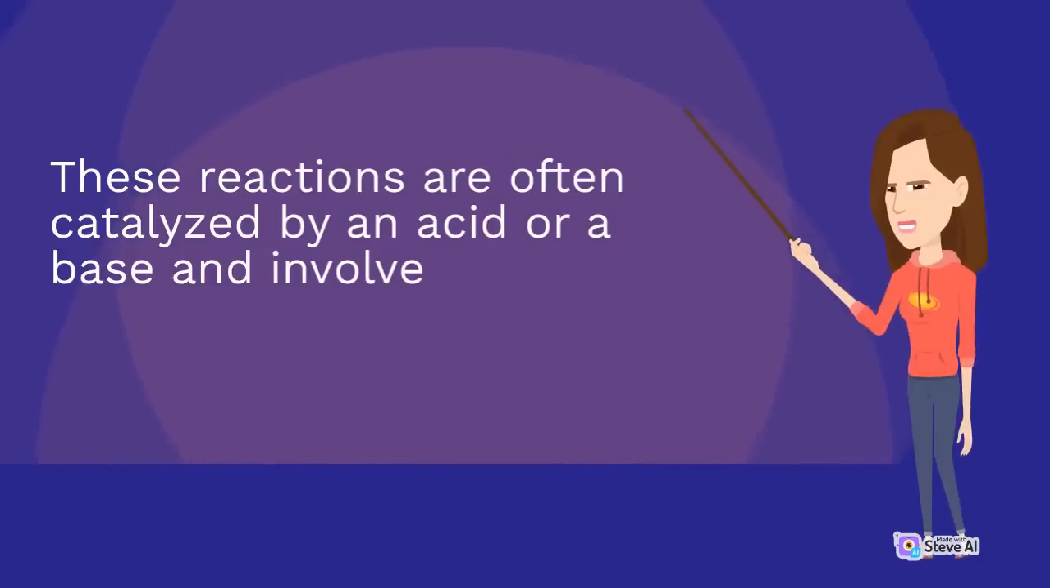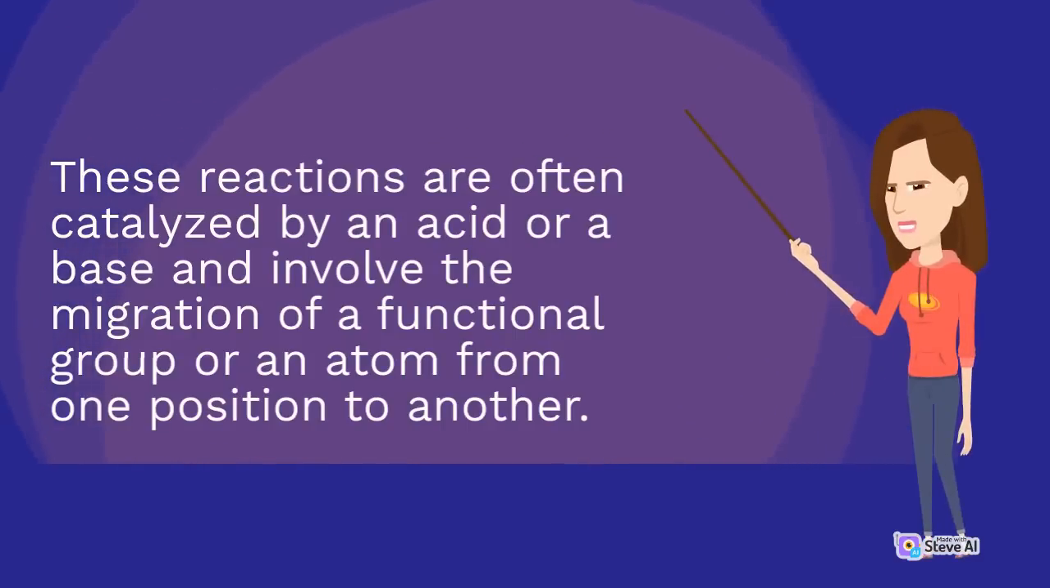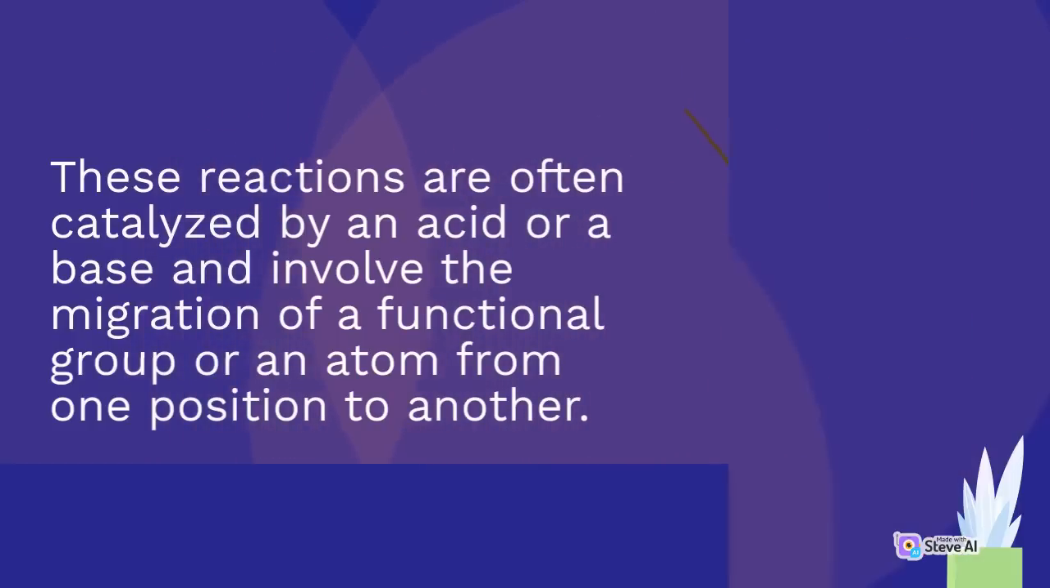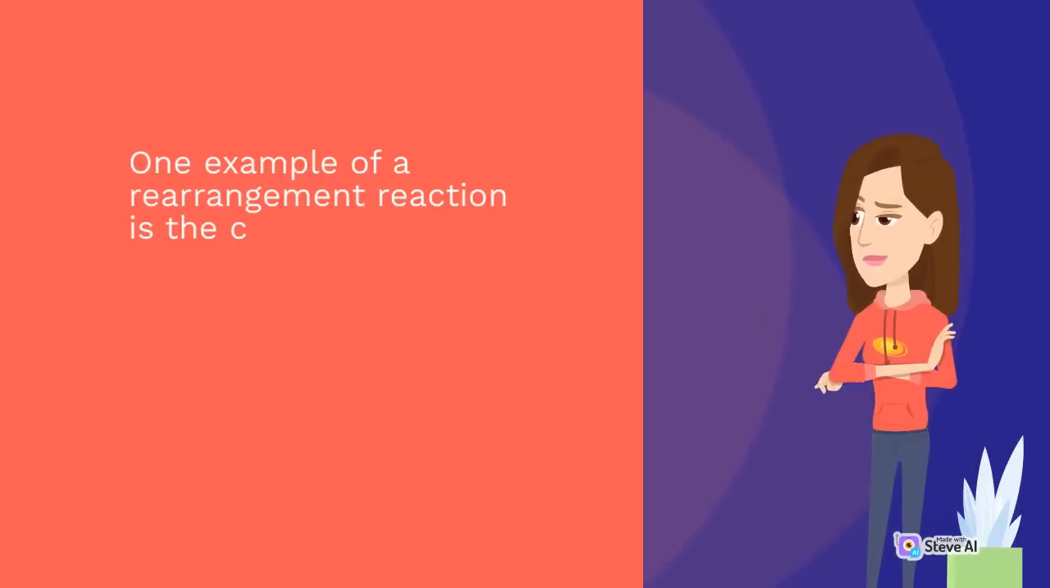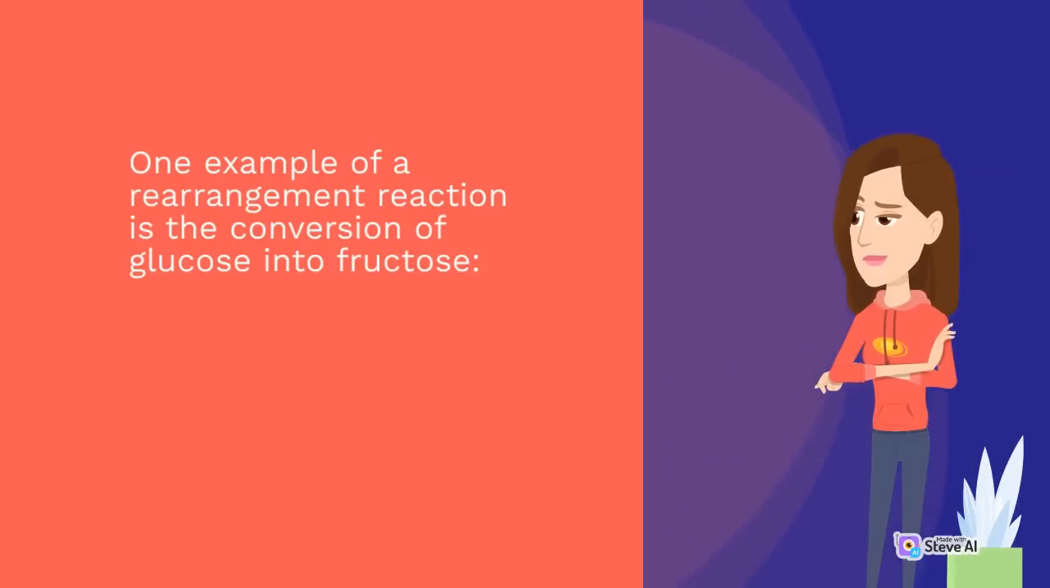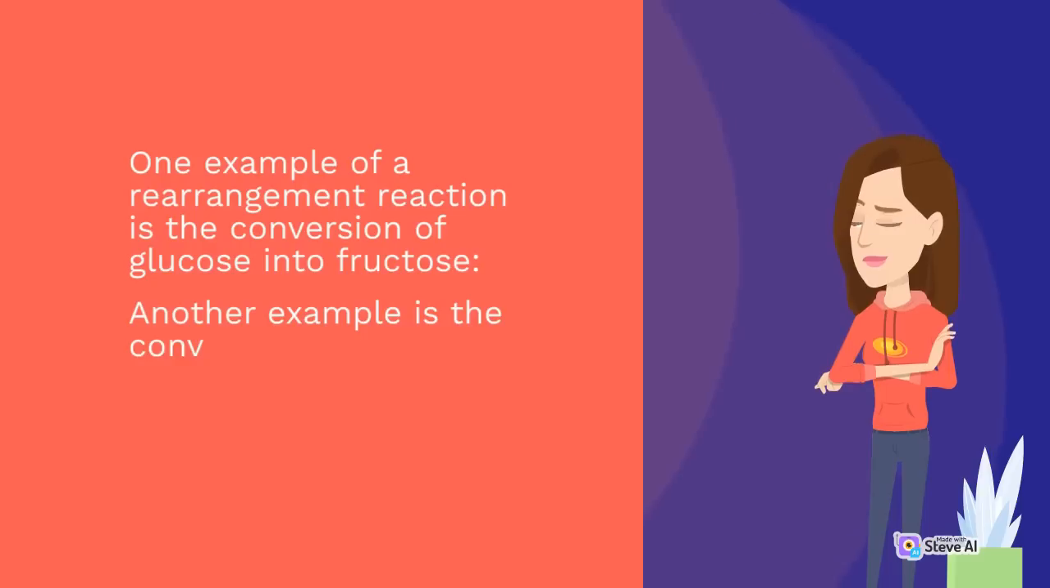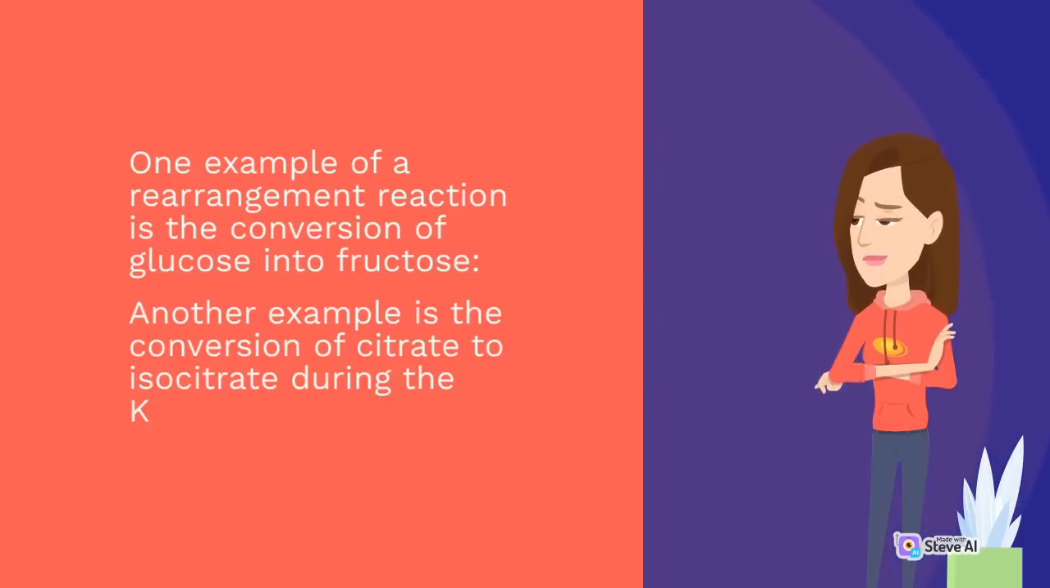These reactions are often catalyzed by an acid or a base and involve the migration of a functional group or an atom from one position to another. One example of a rearrangement reaction is the conversion of glucose into fructose. Another example is the conversion of citrate to isocitrate during the Krebs cycle.